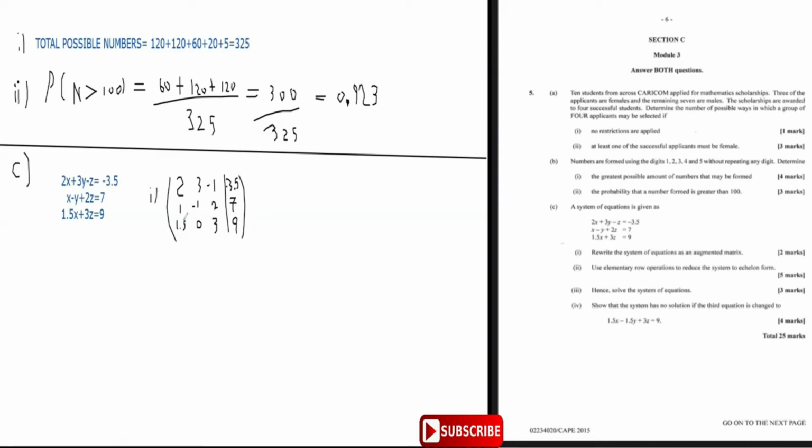Let's look at the next part. It says use elementary row operations to reduce it to echelon form. So to reduce it to echelon form, we need to get 0 in row 2 and row 3. Using row 1, we're going to let row 2 be equal to row 1 minus 2 row 2, and then we're going to let row 3 be equal to 1.5 row 1 minus 2 row 3. That's what we're going to do.